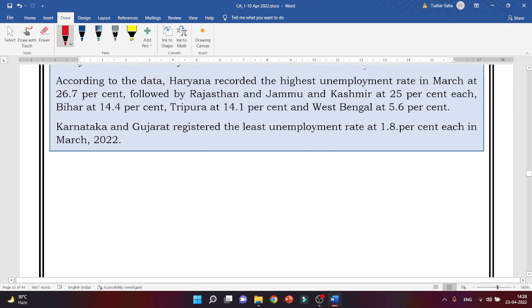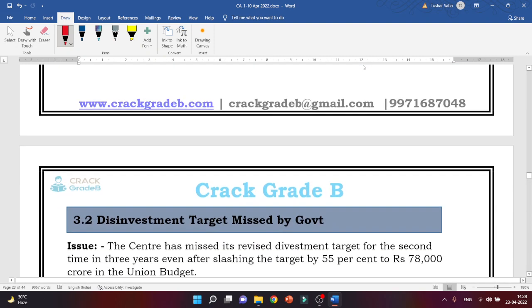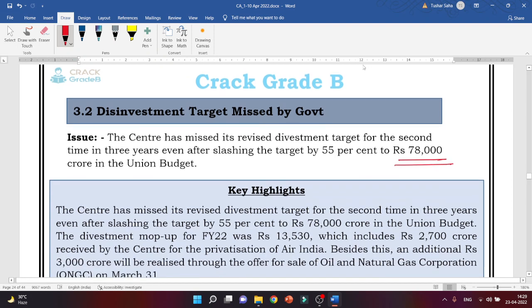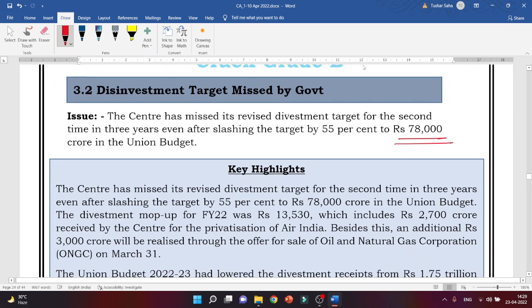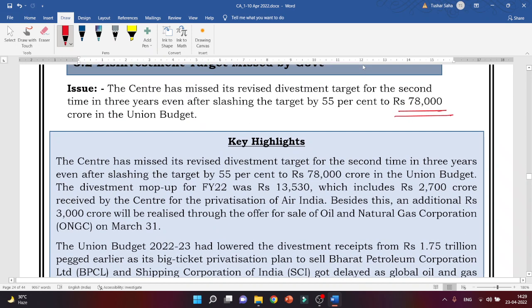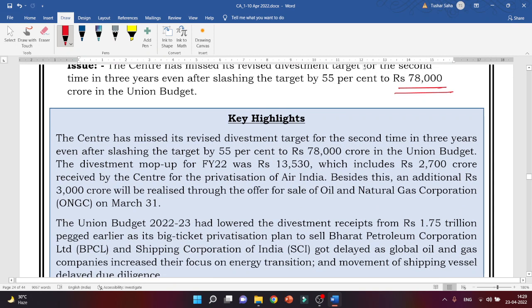So let's move to a few other things, like Karnataka and Gujarat registered the least unemployment. So you will have to know about states as well. Let's move to the next one, that is disinvestment targets missed by the government. The government set rupees 78,000 crore in the Union Budget, but could only achieve 55%. These are not so important data, but yes, they are important in the context of descriptive answers. When you know this kind of data, it helps you write a very broad answer, so you can think broadly.